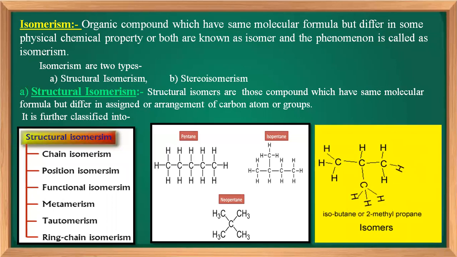That is isomerism. What is isomerism? I think all of you have some idea about isomerism. That is, if any two compounds have the same molecular formula, but their physical and chemical properties are different, they are called isomers.